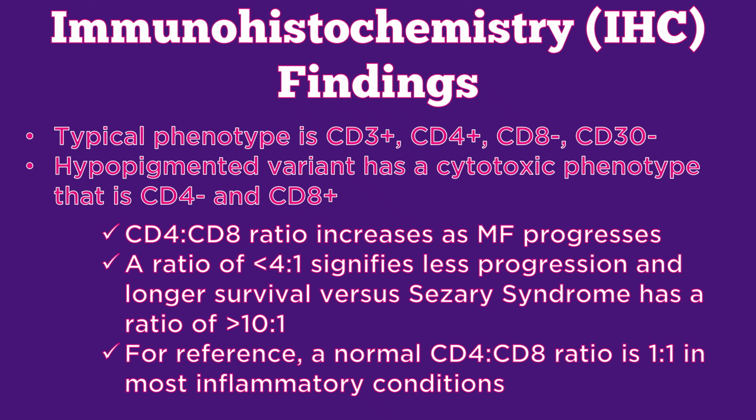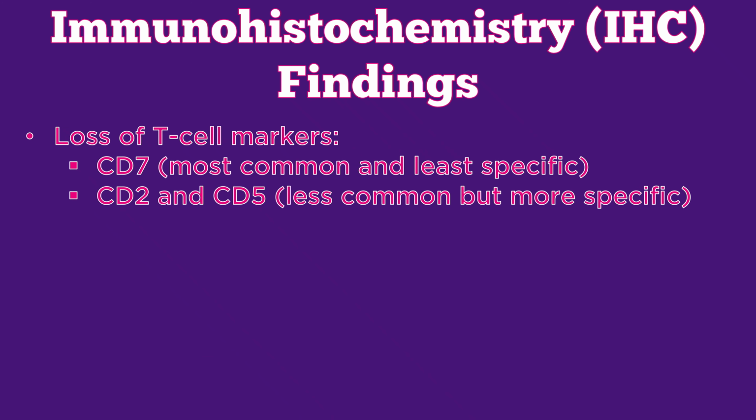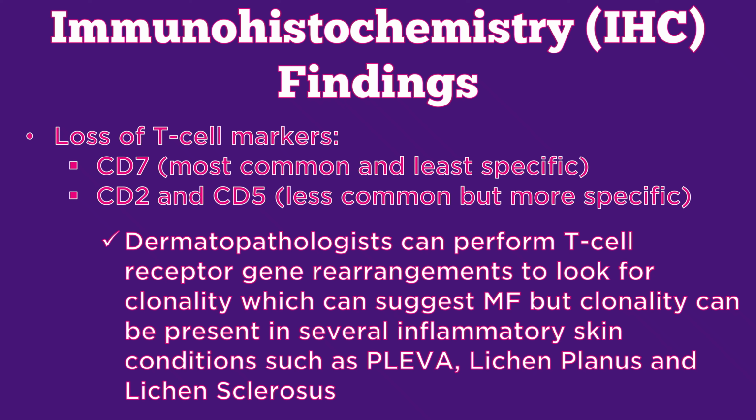So, besides this ratio and the classic MF phenotype of CD3 positive, CD4 positive, CD8 negative, and CD30 negative, there can also be loss of T-cell markers, with loss of CD7 being the most common but least specific change, whereas loss of CD5 and CD2 are less common but more specific. The dermatopathologist can also perform T-cell receptor gene rearrangements to look for clonality. This clonality of lymphocytes can be suggestive of a diagnosis of MF, but it's important to remember that clonality may also be present in a variety of inflammatory skin conditions, such as PLEVA, lichen sclerosus, and lichen planus.